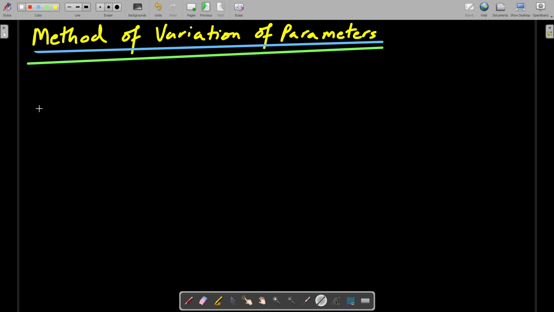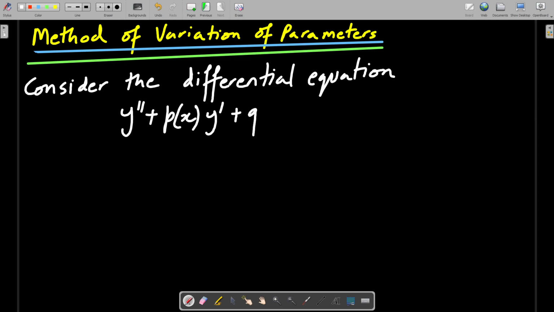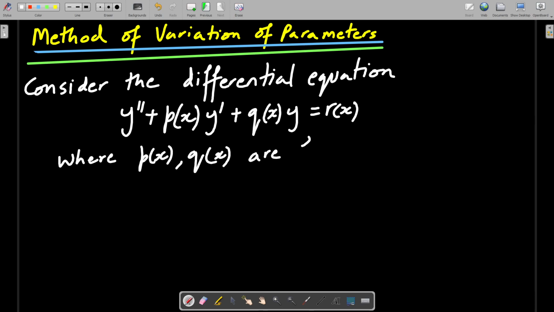Consider the differential equation y double prime plus p(x) y prime plus q(x) y is equal to r(x), where p(x) and q(x) are functions of x.